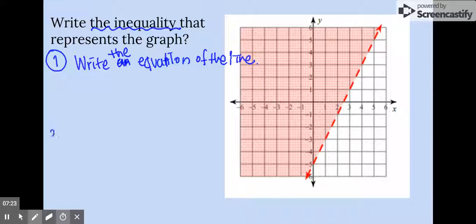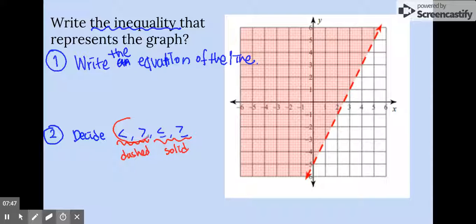And number 2, you're going to decide the inequality symbol. Decide the symbol, one of these. If it's a dashed line, we already know it should be one of these 2. And if it's solid, then it has an equal sign, solid line. And we already know that this is a dashed line. So the answer is going to be one of these, right? Okay.